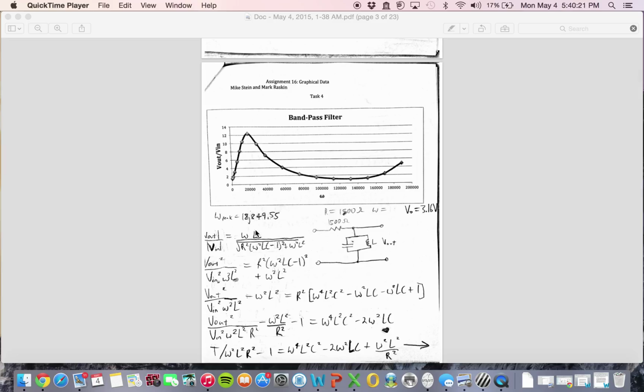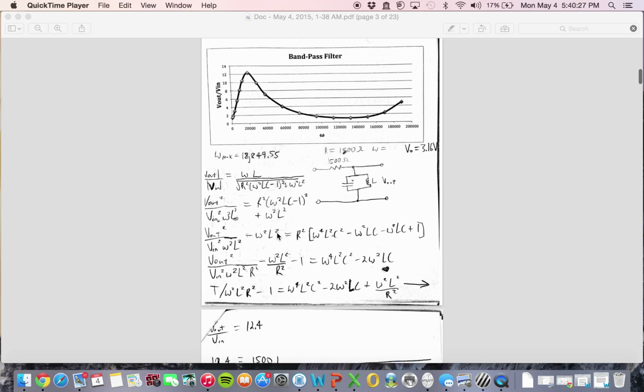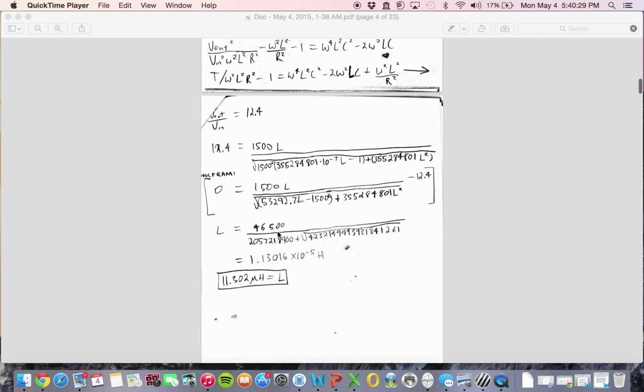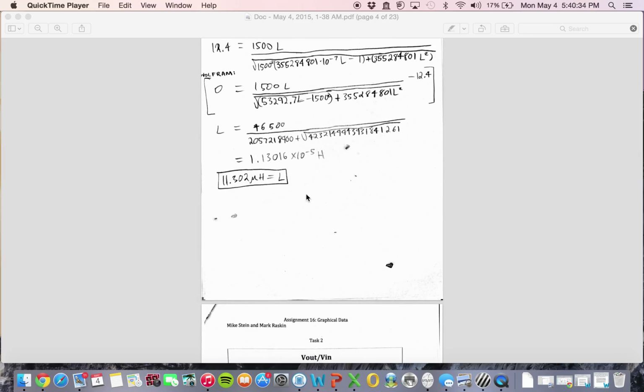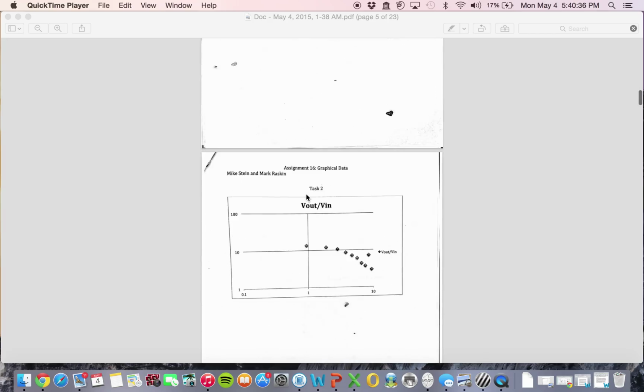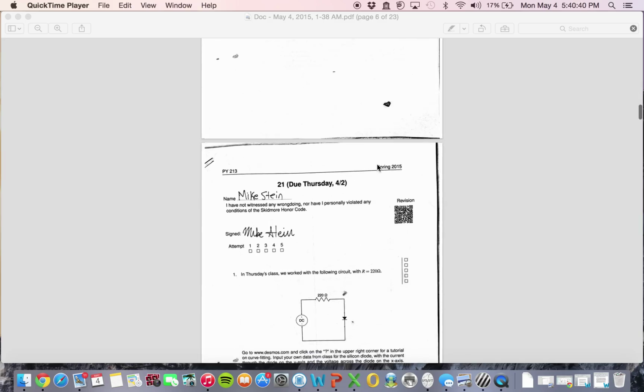right off the graph. We read the supply voltage right off of our table, and we can use this expression to solve for inductance, but I found it very challenging, so I put it in this form for Wolfram, and I solved for inductance, and they told me it was 11.302 microhenries. Here's the Bode plot for number 2, by the way, for that low-pass filter.